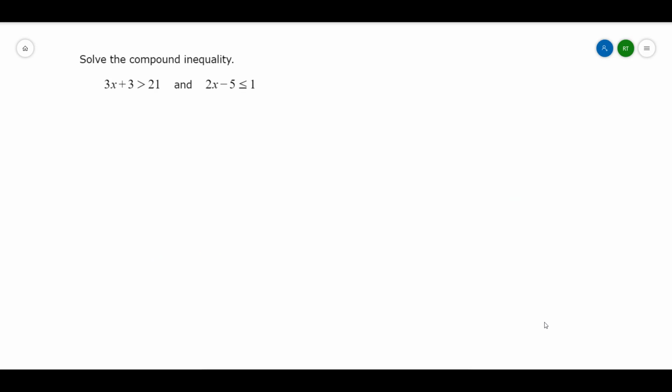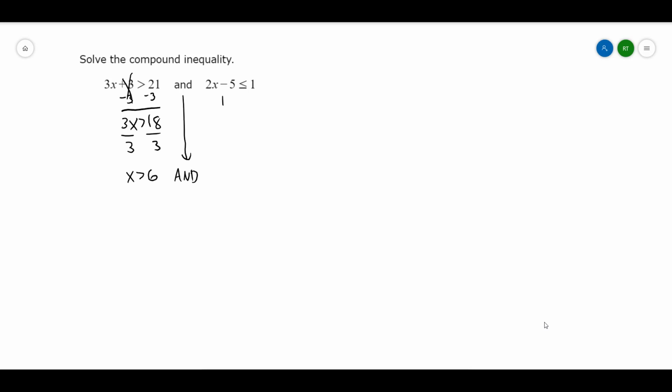Alright, and this is going to be our final problem. So solve it first. Subtract 3 from both sides. We get 3x is bigger than 18. Divide both sides by 3. And I get x is bigger than 6. This is an AND problem, so remind yourself what it is.